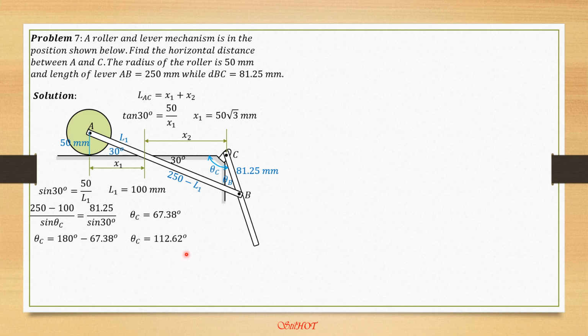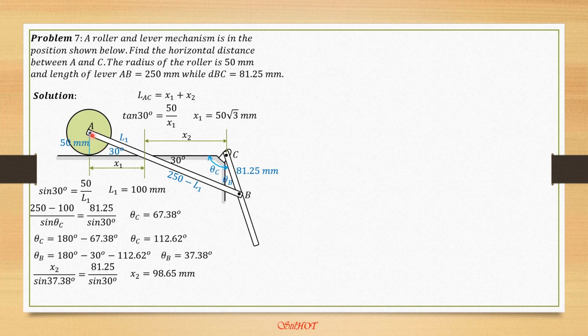112.62 degrees. So having found theta C, we can now solve x sub 2 by sine law again. Theta B, by the way, is 180 minus 30 degrees minus theta C, which is 112.62. So theta B is 37.38 degrees. So by sine law, x sub 2 over sine of 37.38 degrees equals 81.25 over sine of 30. So x sub 2 is 98.65 mm.